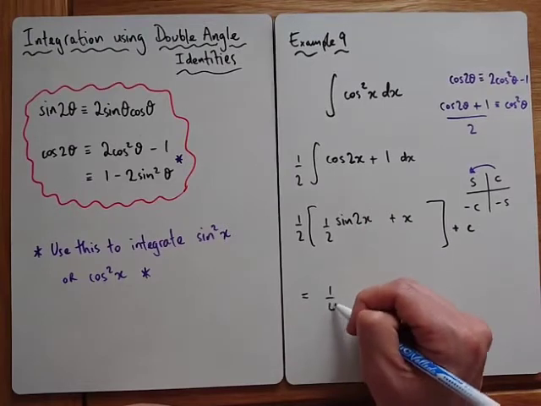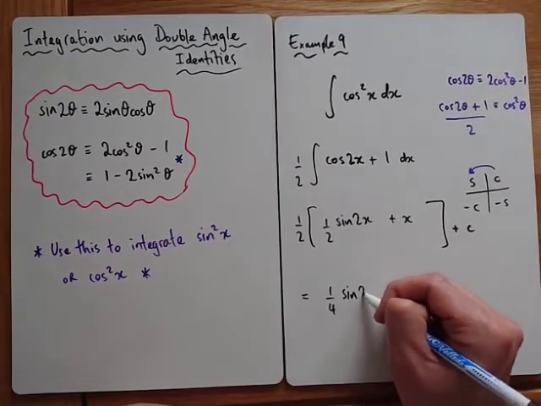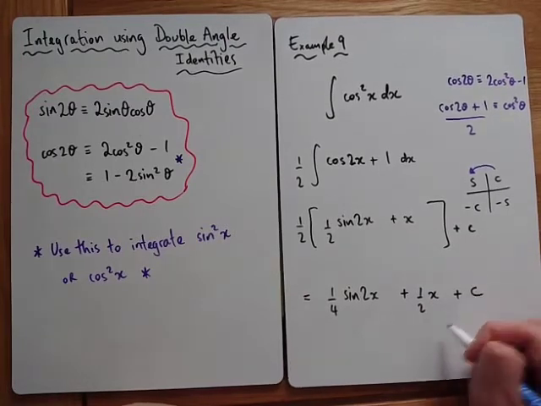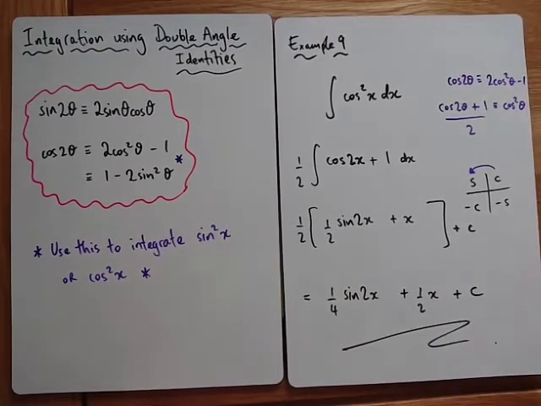Then just tidy it up. Multiply it out, we get a quarter sine 2x plus a half x plus a constant.